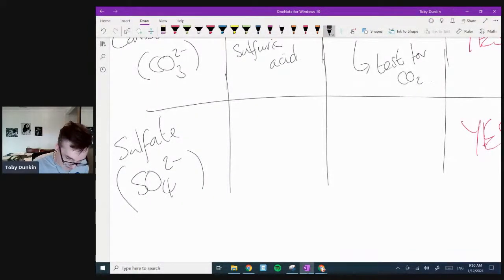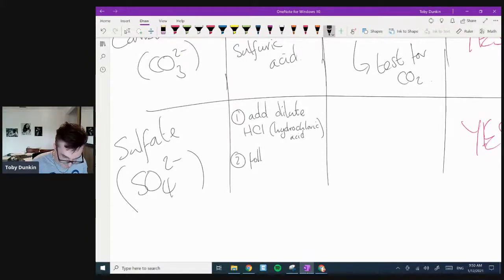So step 1: add dilute HCl, hydrochloric acid. Add dilute hydrochloric acid, followed by barium chloride solution.